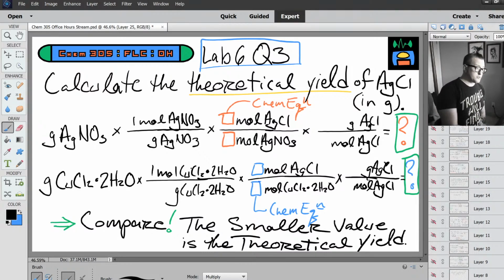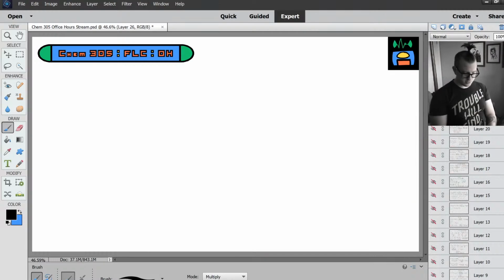So we just ran through that. Let's see. Do you know how to do the actual yield for number 4? I believe I do, but let me take a look at number 4. Calculate your percent yield. Okay. So let's talk about Lab 6, question 4.